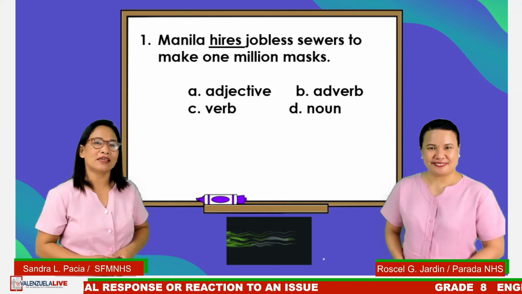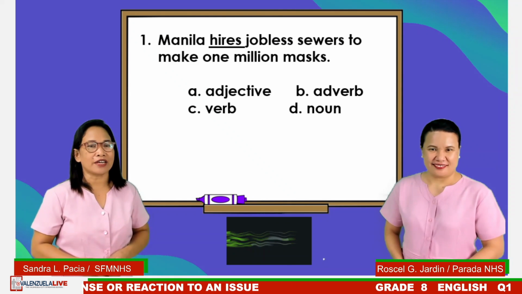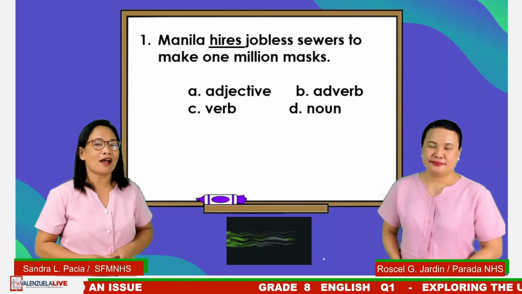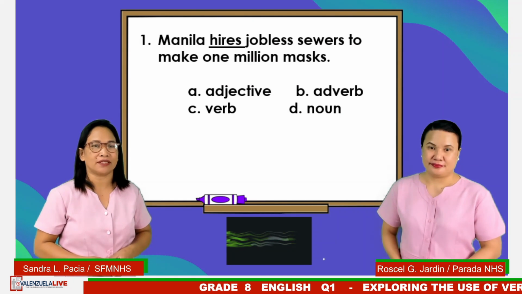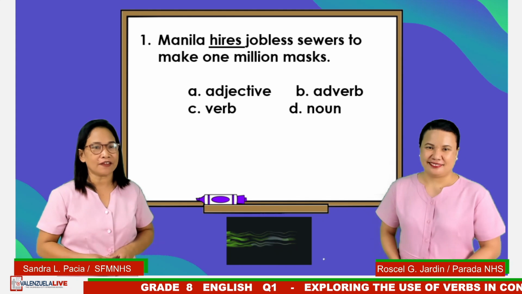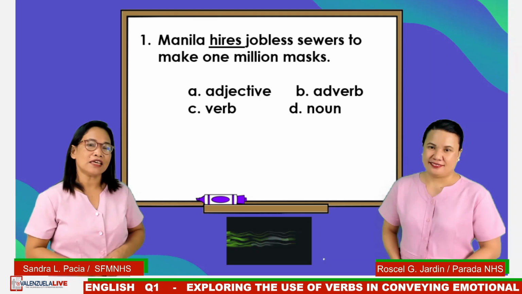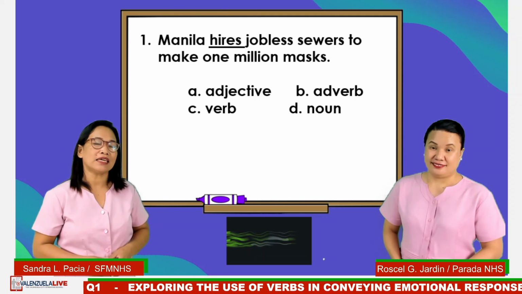Number 1. Manila hires job stores to make 1 million masks. Hires is the underlined word. A. Adjective. B. Adverb. C. Verb. And D. Noun.